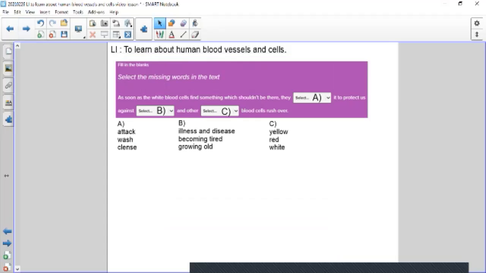And here is our final question. You have to select the missing words in the text. I'll read them for you as I go. As soon as the white blood cells find something which shouldn't be there, they, and you have to choose attack, wash or cleanse it to protect us against either illness and disease, becoming tired, growing old, and other yellow, red or white blood cells rush over. Again, take your time. If you're not sure, go back through the video and pause it when you find the relevant slides.